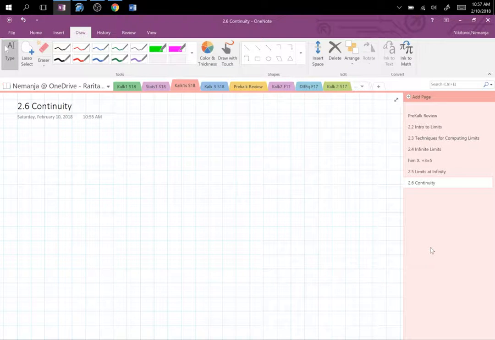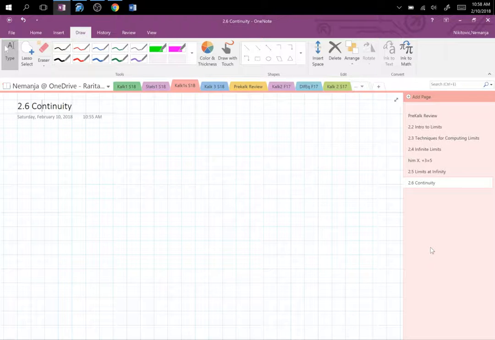Hello and welcome back to Calculus 1, 2.6 continuity. Another aspect of functions to be considered: we have continuous and discontinuous functions.